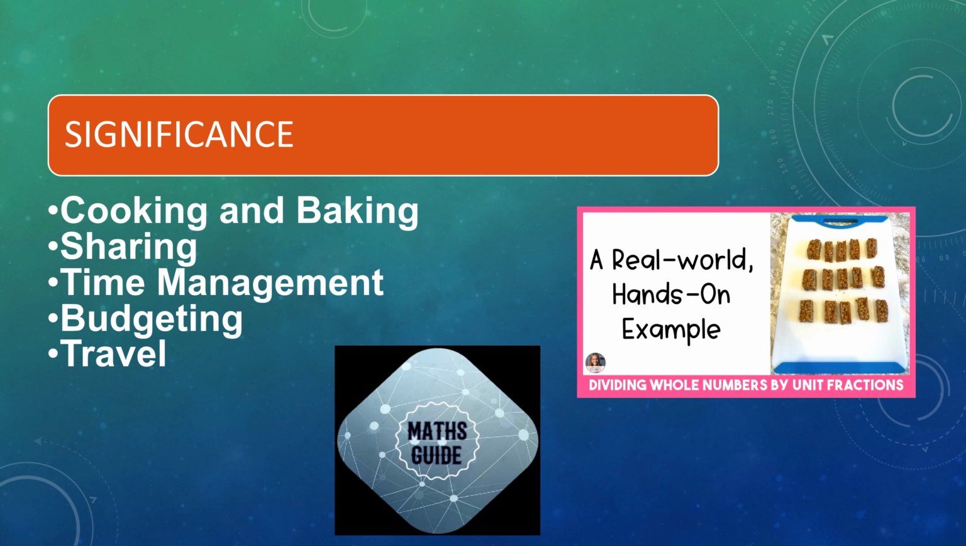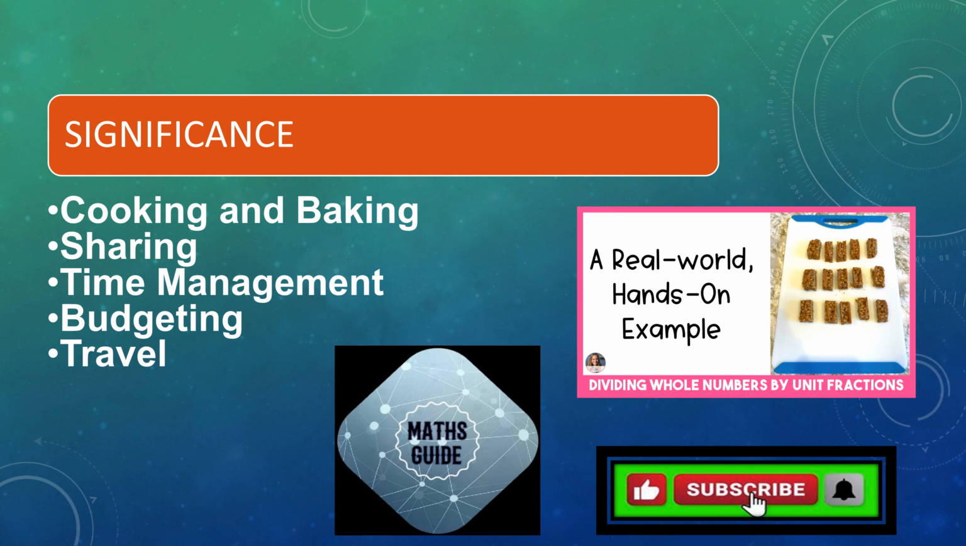For example, in cooking and baking, if the recipe calls for 3/4 cup of sugar and you want to make half of that, you would divide 3/4 by 2 to get 3/8 cup. Another most important point is sharing. For example, if you have a pizza cut into 8 slices and you want to share it equally among 4 people, you would divide 8 by 4, and each person gets 2 slices.